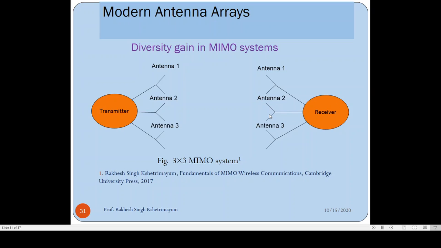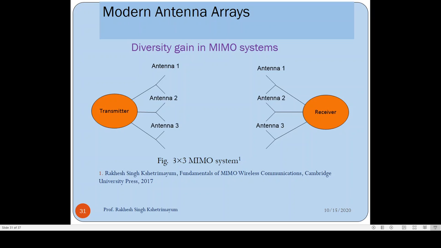So now in the MIMO system, the major difference is that you have multiple antennas at the transmitter and multiple antennas at the receiver. In this particular example, this is called a 3x3 MIMO system. I have 3 antennas at the transmitter and 3 antennas at the receiver. I can have any number of antennas at transmitter and receiver. So what is the advantage of increasing the number of antennas at the transmitter and receiver? That is what I'm going to explain now.